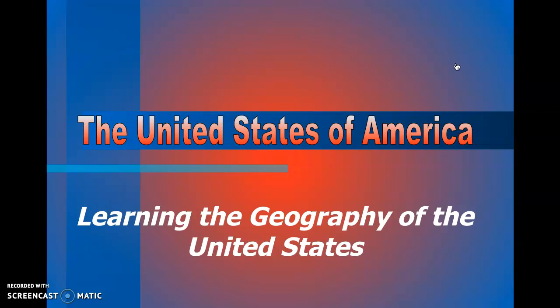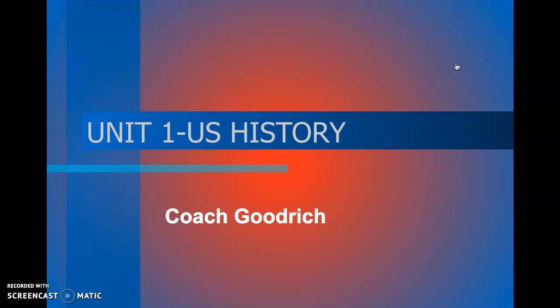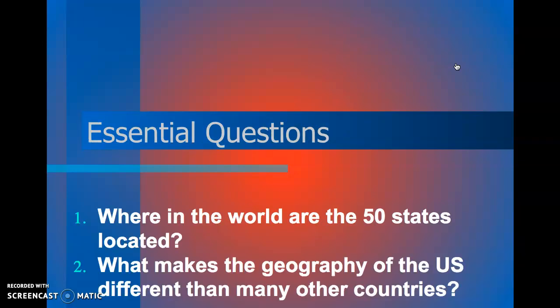So we're going to go ahead and get started. At the beginning, like I said, this is Unit 1, U.S. History. Essential questions: number 1, where in the world are the 50 states located? Duh. And number 2, what specifically makes the geography of the U.S. different than many other countries? We'll get into a little bit more of that. Number 2 is more of a higher order thinking question, so you can go ahead and pause the video and write these down, and when you're ready, we can keep going.